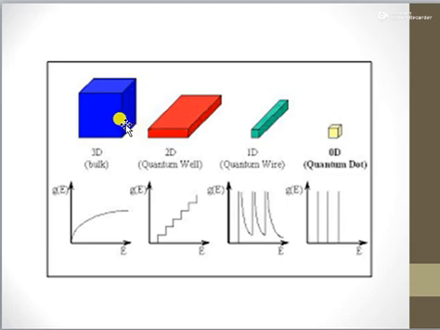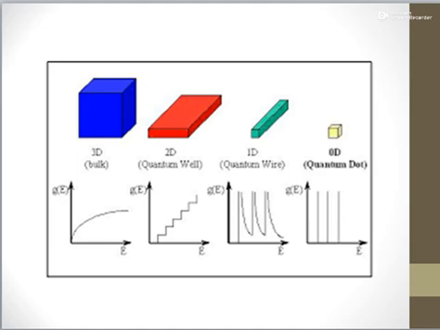This diagram illustrates various structures of nano. This is the three-dimensional structure of nano, and this is the two-dimensional structure of nano, which is known as quantum well. This is a one-dimensional structure of nano, which is known as quantum wire. And if it is a zero-dimensional structure, that is known as quantum dot. So a quantum dot is a zero-dimensional structure of a nanomaterial.